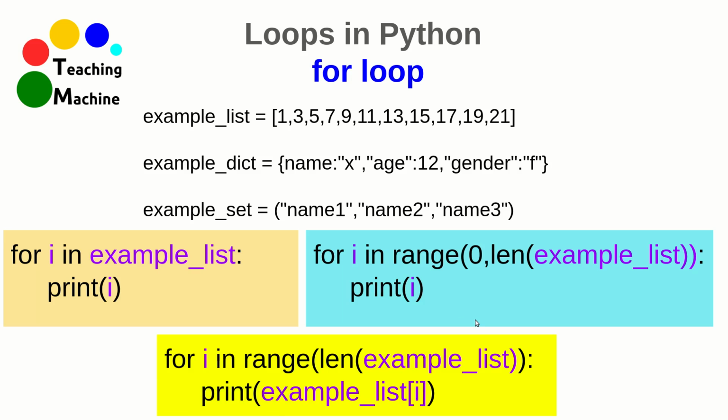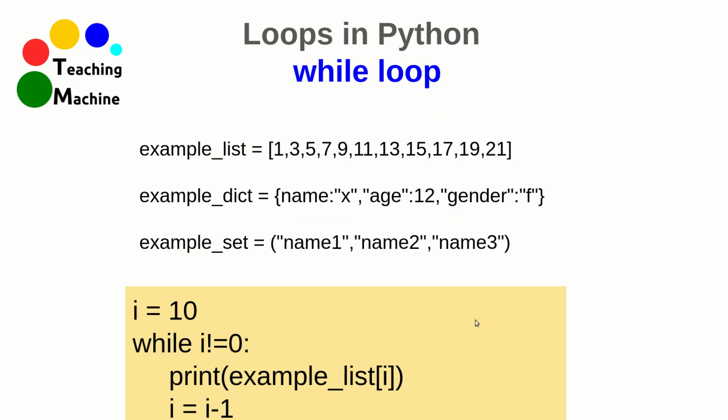So this is all about the for loop, and this is about the while loop. In a while loop we need to assign a starting value. Say I am assigning 10 to i, and while i is not equal to 0, I am printing the item of the list, then subtracting one from i. So it will become 9 in the next loop and it will check the condition. i will be 9 in the second loop, and it will satisfy the condition while i is not equal to 0, and then it will print example list of i. So this is how the loops work.